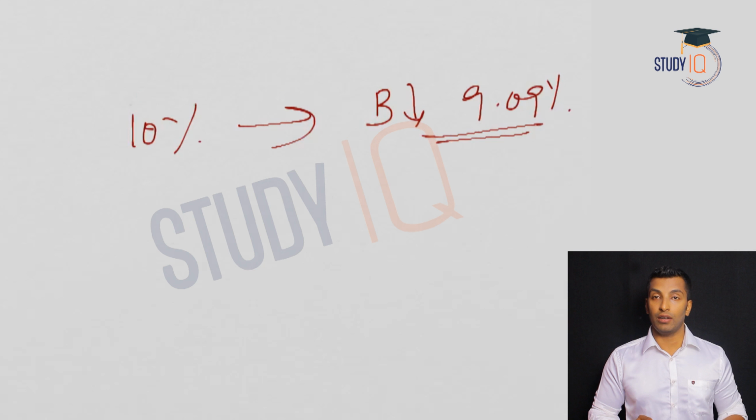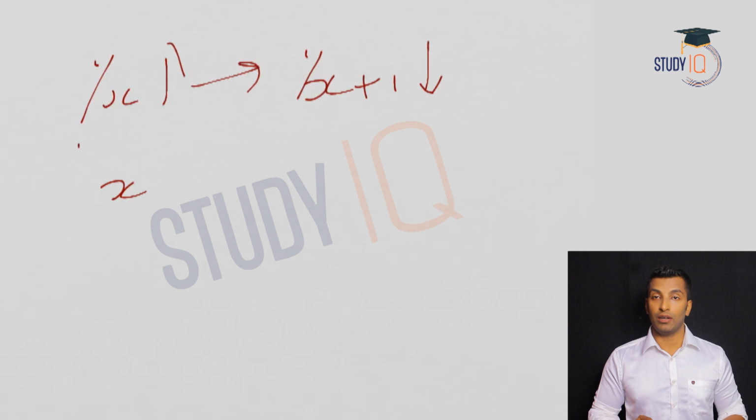And see, if A increased by 10%, we understood that B will decrease by 9.09%. Now this way it is difficult, but always remember 1 by X increase will lead to 1 by X plus 1 decrease. And 1 by X decrease will lead to 1 by X minus 1 increase.